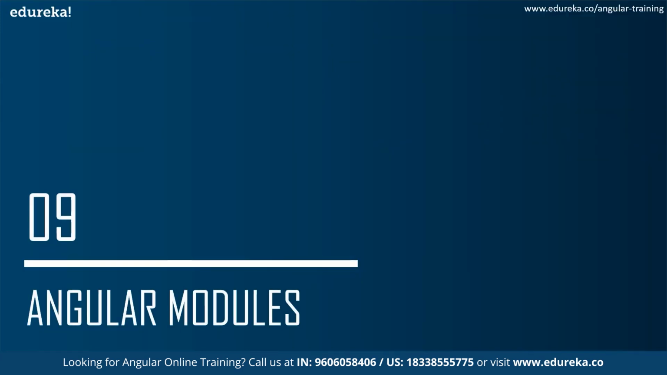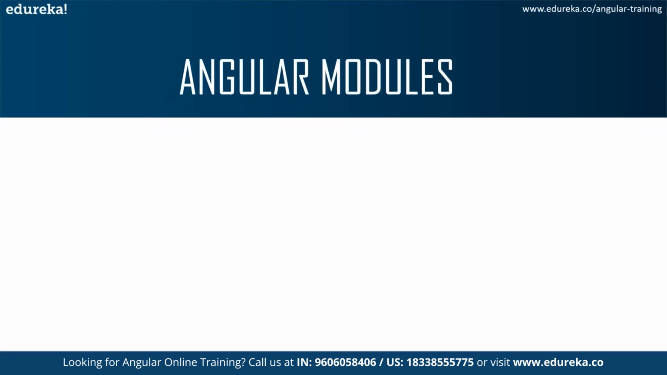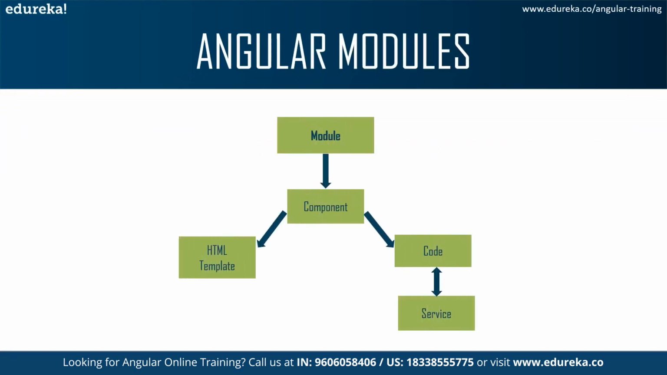So next we're going to be learning about Angular modules. Now basically a module defines what components and services it wants to export. A module comprises components, and in turn a component comprises an HTML template as we have already seen, and also code. Inside the code it consists of services. Now this service will be interacting with our code in order for us to display the required output.